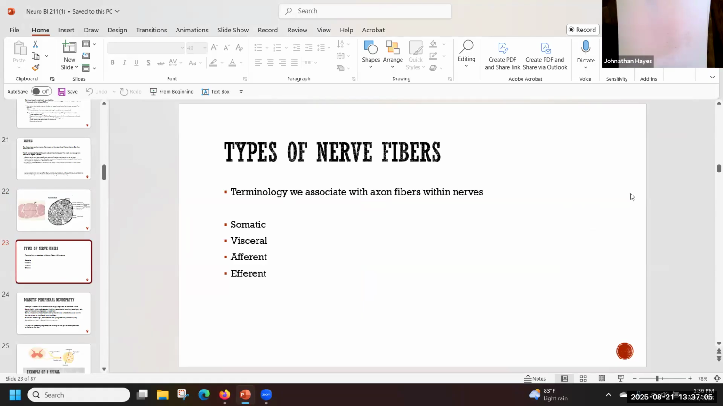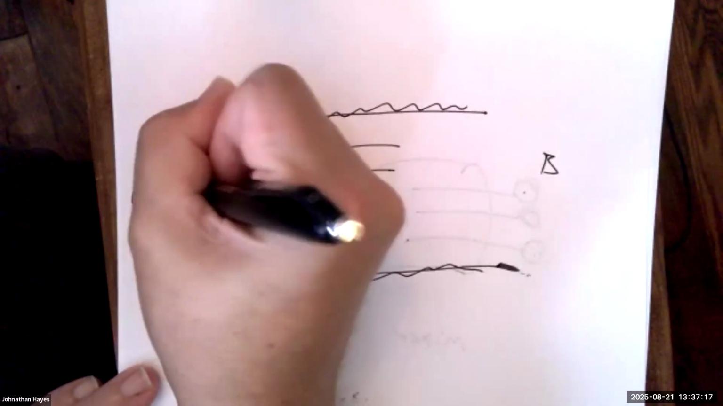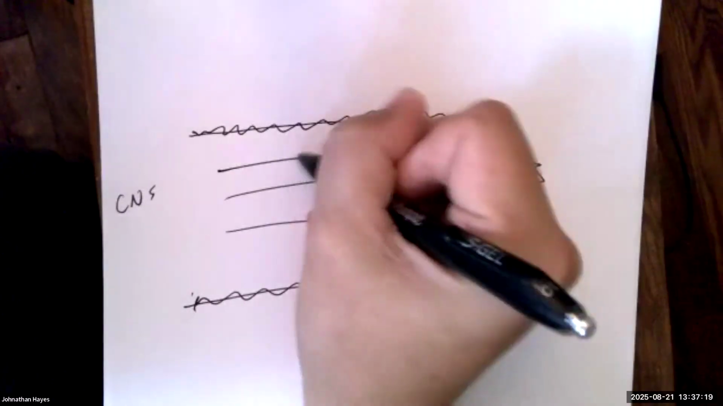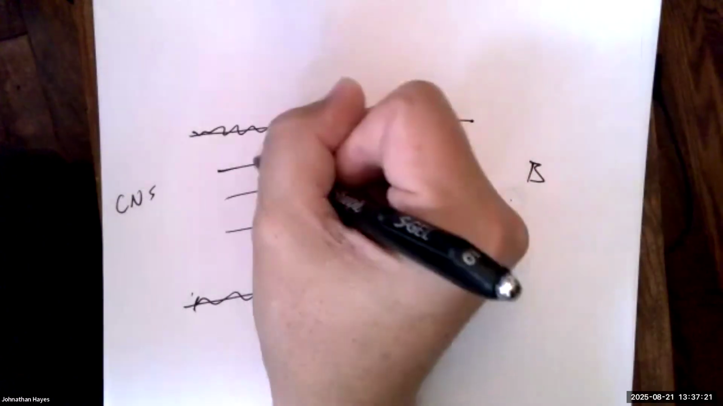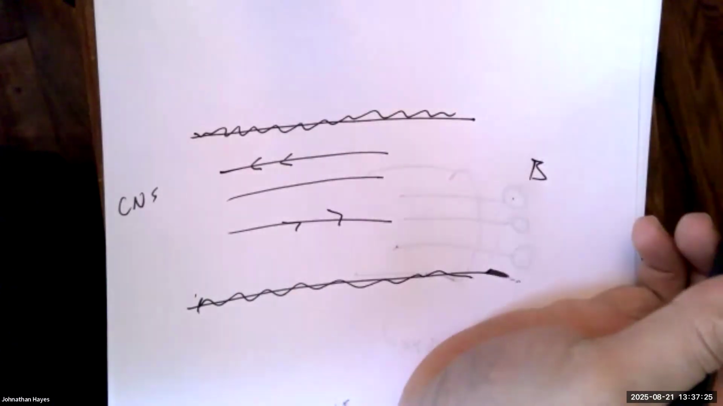Let's say this is the outer sheath. Let's say this is the sheath right here. I'm just going to make this a little thicker so it stands out. And let's say we have a fiber here, a fiber here, a fiber here. Let's say the body is out here. Let's say the CNS is this direction. If we're going in this direction, that's afferent. If we're going in this direction, that's efferent, right?